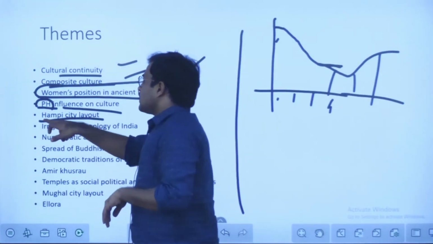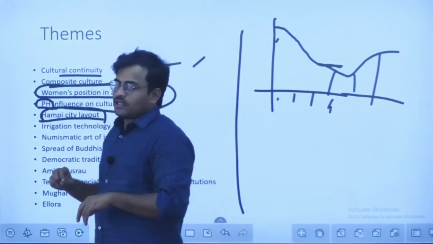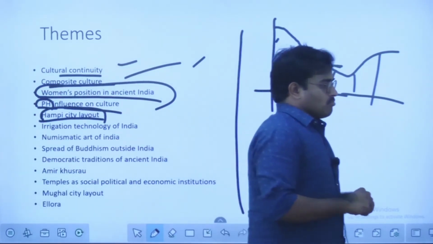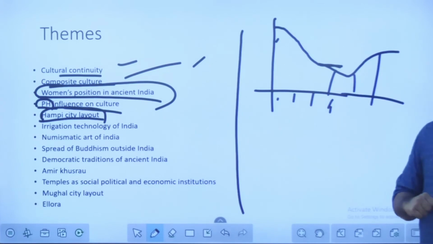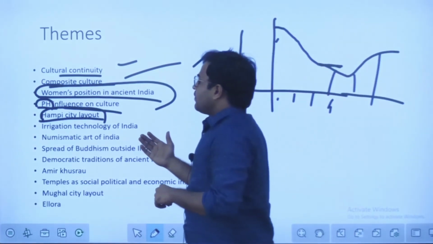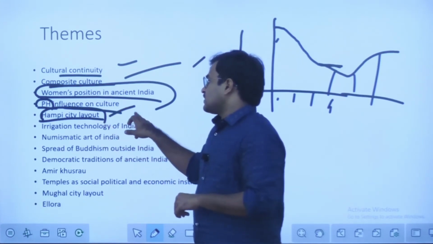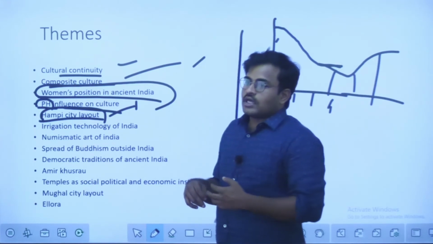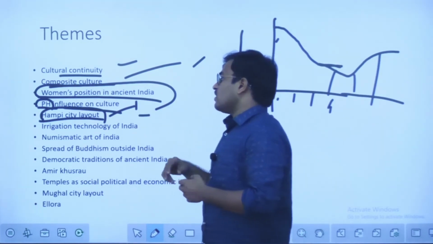Essentially, I am expecting that they can ask a question on Hampi city. City layout. See, if you read the foreign travelers' accounts on Hampi city and Vijayanagara architecture, you can write this answer directly. Okay, there are two parts to this: foreign travelers' description plus the architectural style of Hampi.